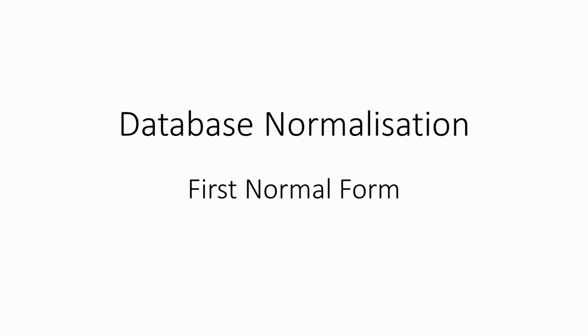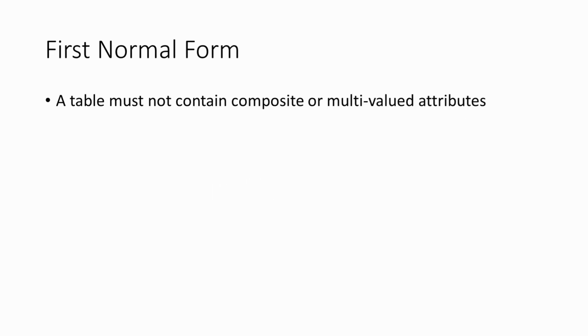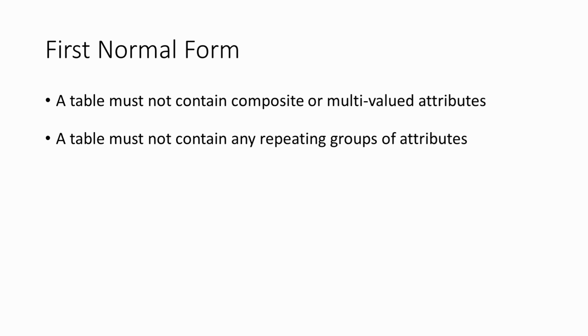This video is about database normalization, specifically normalizing a database to first normal form. These are the conditions for first normal form in technical terms. A table must not contain composite or multi-valued attributes. A table must not contain any repeating groups of attributes. But what does this terminology actually mean?